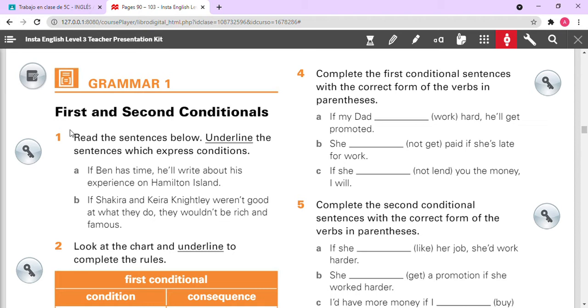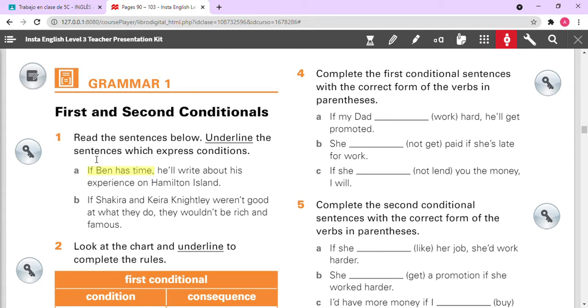Okay, here it says, read the sentences below. Underline the sentences which express condition. If Ben has time, he'll write about his experience at Hamilton Island. Of course, if Ben has time, this is the condition. If he has time, that's the condition.